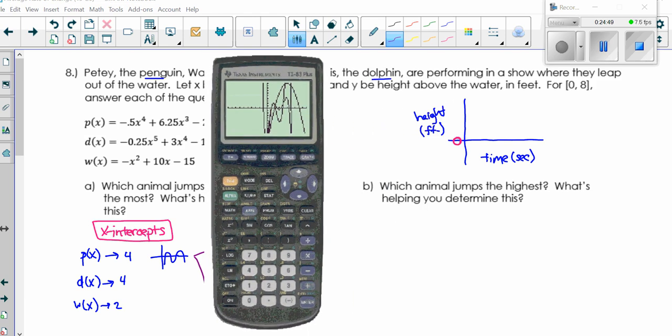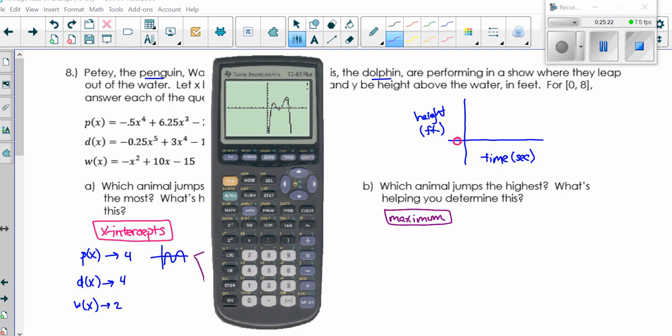The next one says which animal jumps the highest. What's helping you determine this? Well, highest is talking about a maximum. So maximum. And again, we're specifically looking for that interval of 0 to 8. Okay. Let's see here. I can do this based off of my graph. I'm going to see here that the penguin doesn't get very high. So the penguin gets this high right here. I'm going to leave my cursor there.